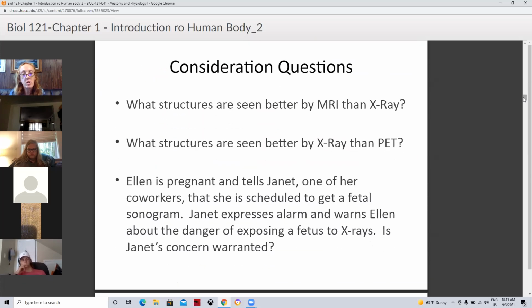Now, here's some questions for you. What structures are better seen by an MRI than an X-ray? The joints. The joints, and why? Like the tissue. Yep, the tissue. Why is that the case? What makes an MRI significantly different from an X-ray? Because the MRI visualizes the soft tissue better, and an X-ray focuses more on hard structures like bones. Things that tend to absorb the X-rays really well. Right.